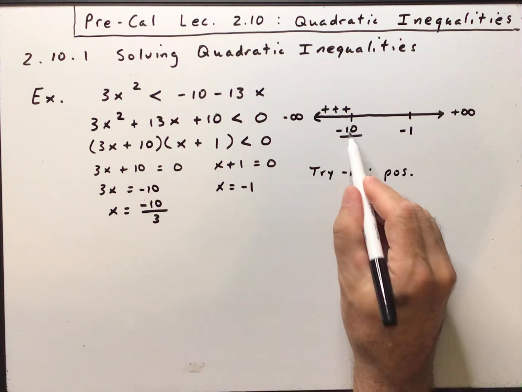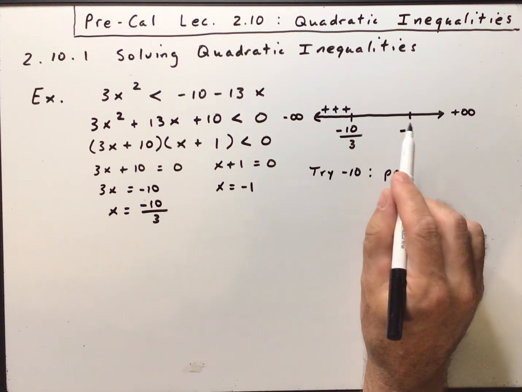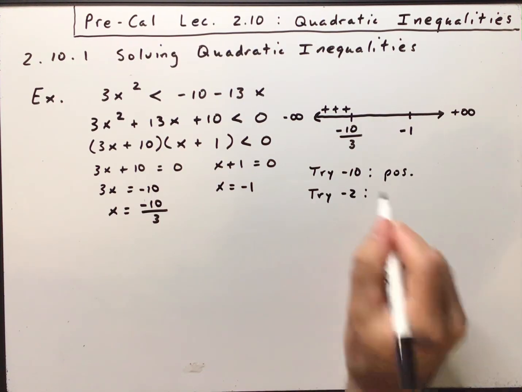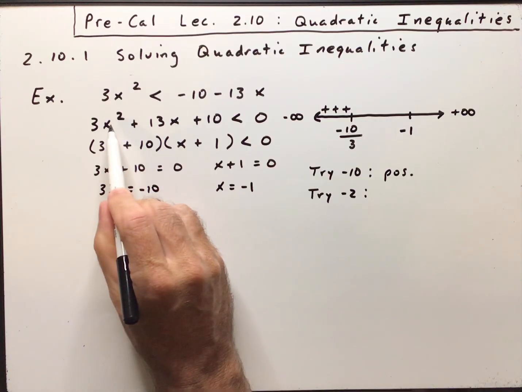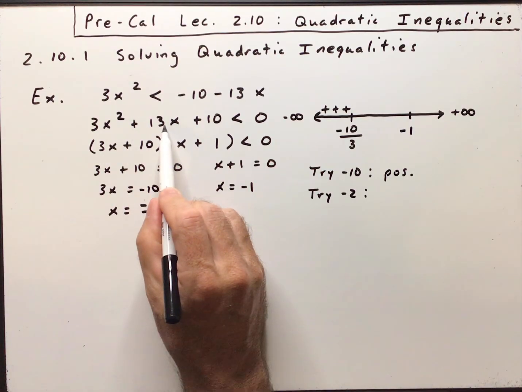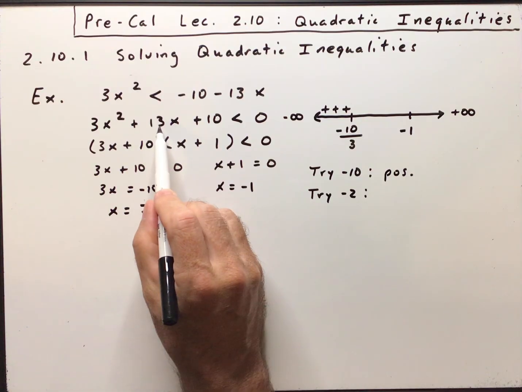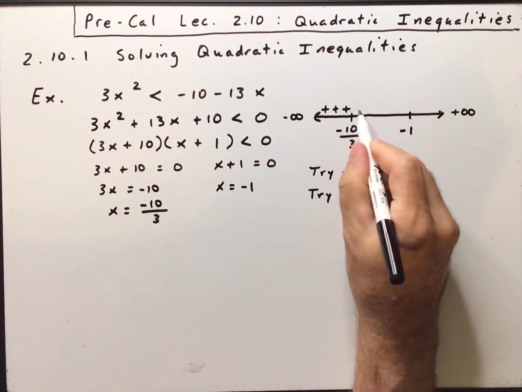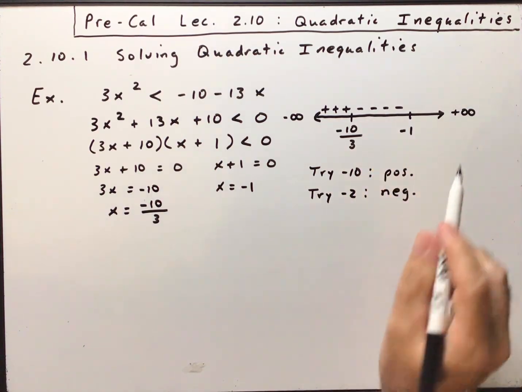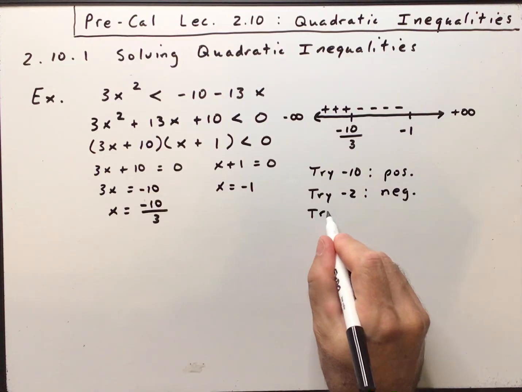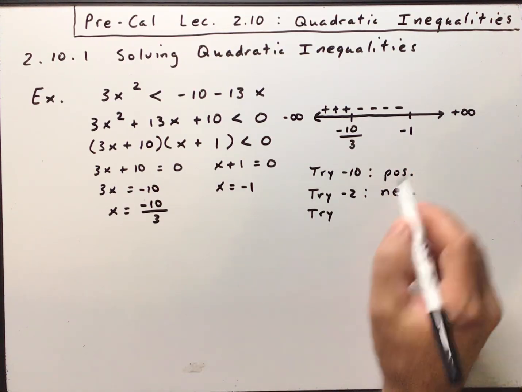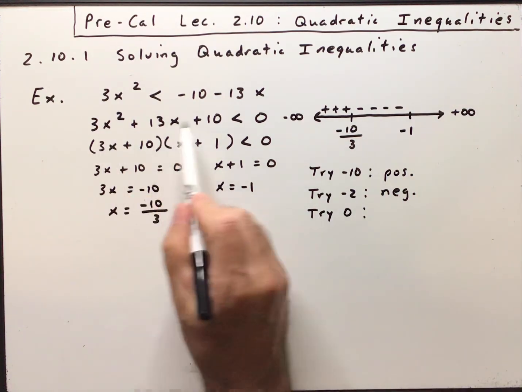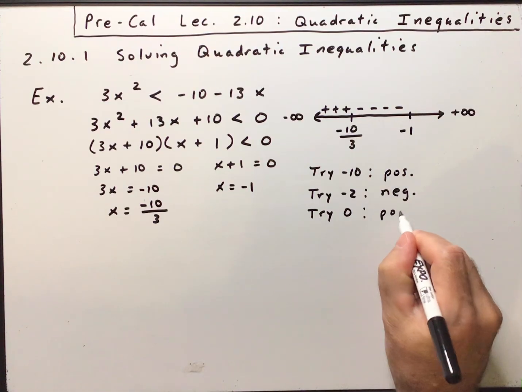Now, how about between negative 10 thirds and negative 1? Negative 2, I think, would be a number that we could put into our original equation. So negative 2, that's 3 times 4 is 12, minus 26. So that'd be negative 14 plus 10. So that's going to be negative. And then an easy number bigger than negative 1 on this side of the sign line would be 0. I always want to pick 0 when I can, because it's 0 plus 0 plus 10. That's 10. That's positive.